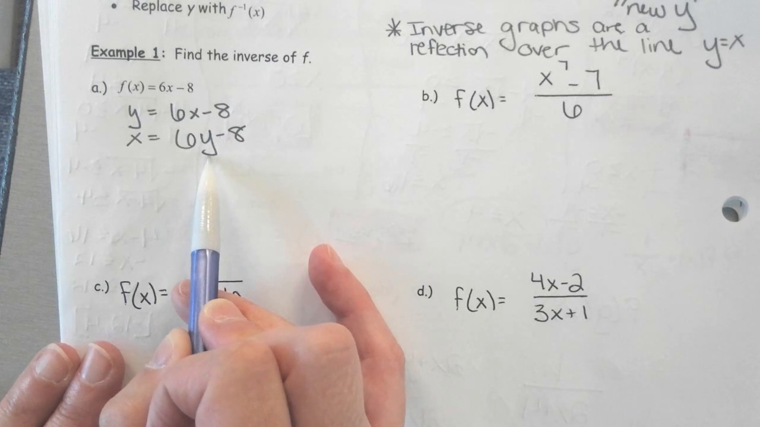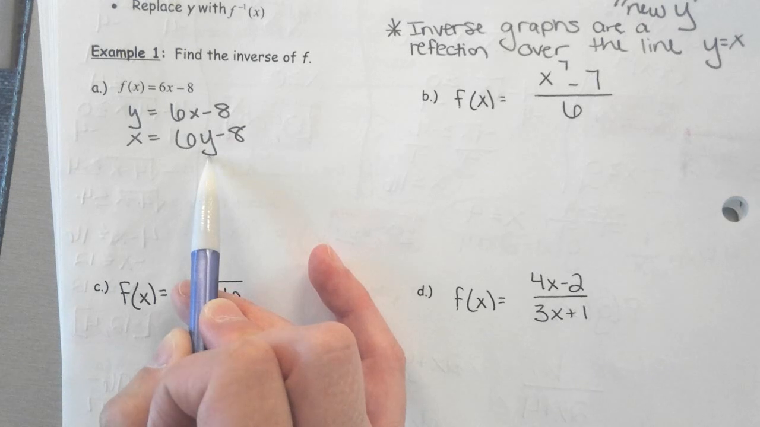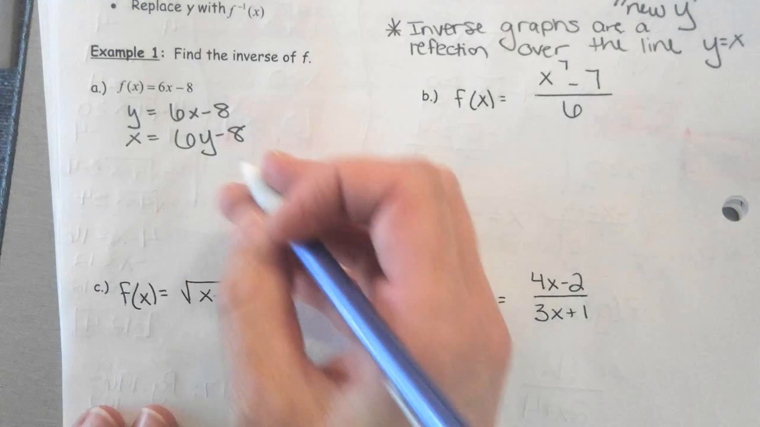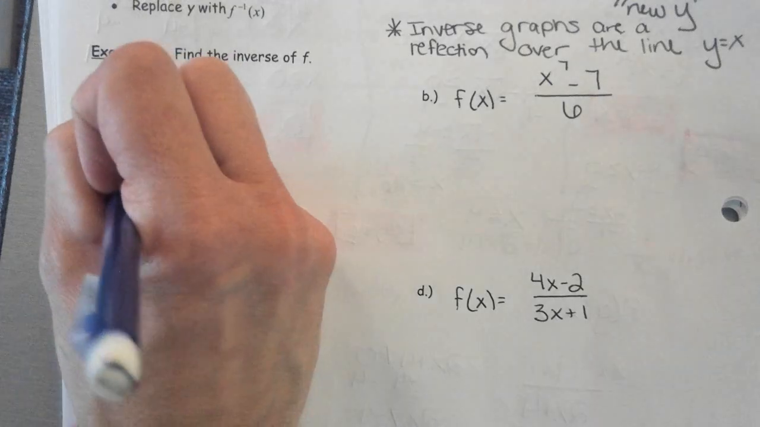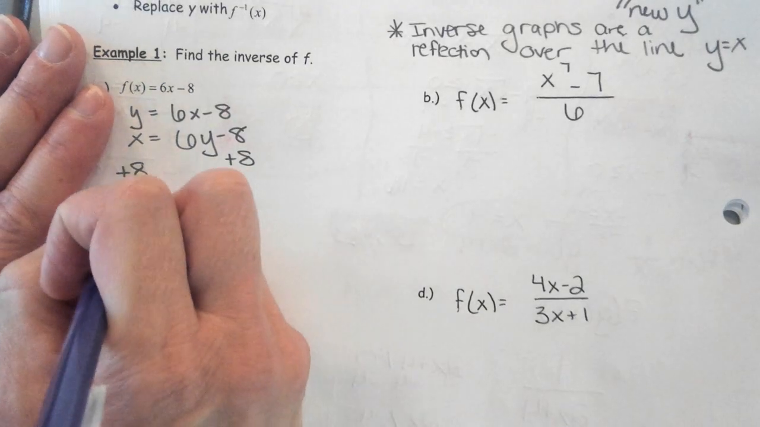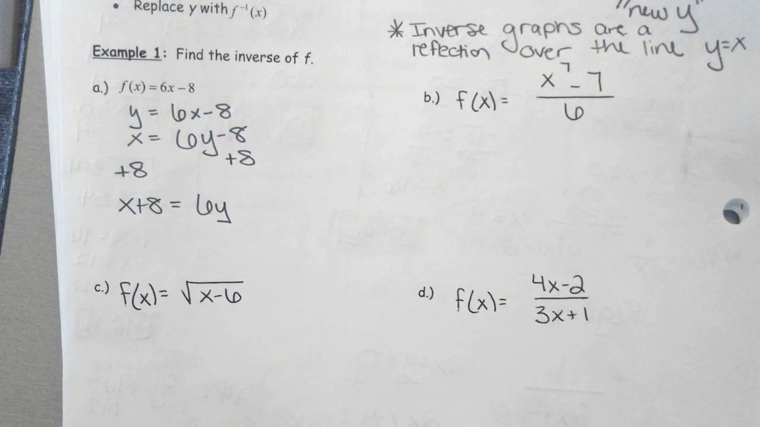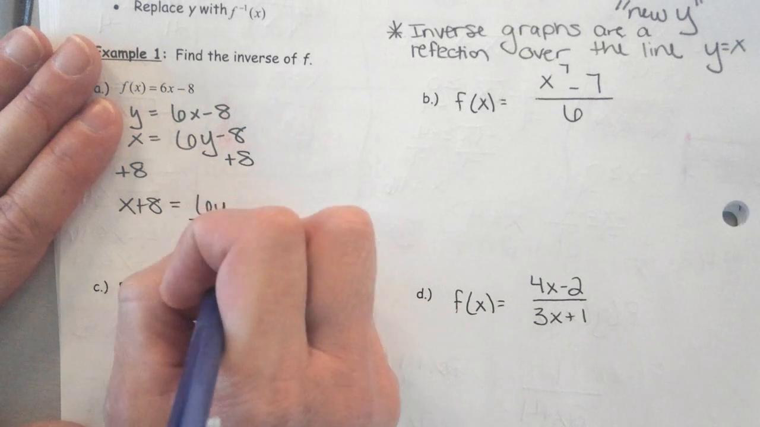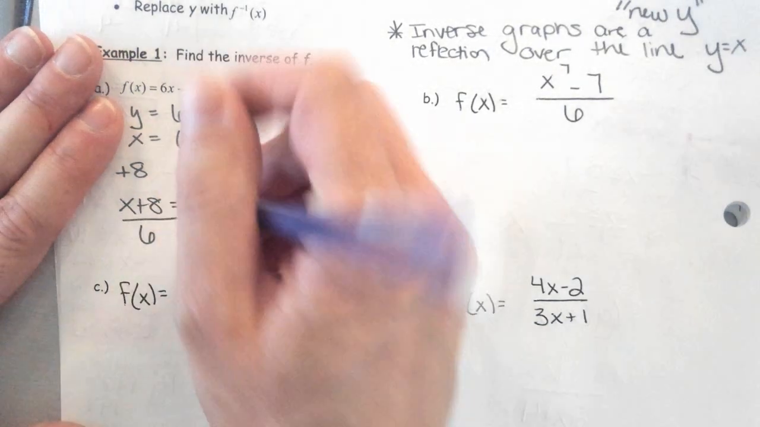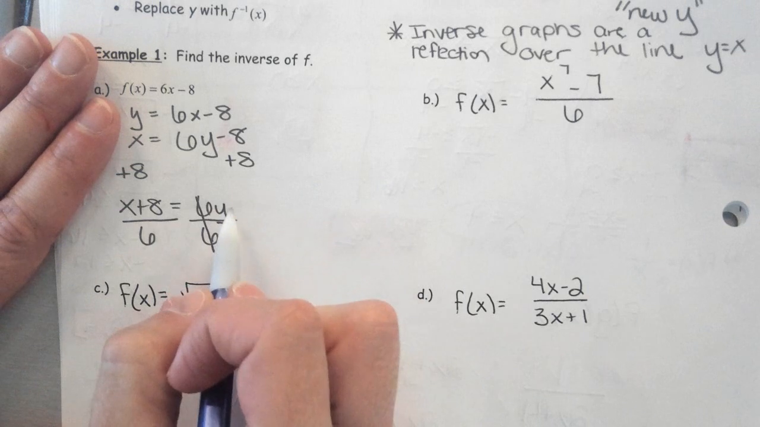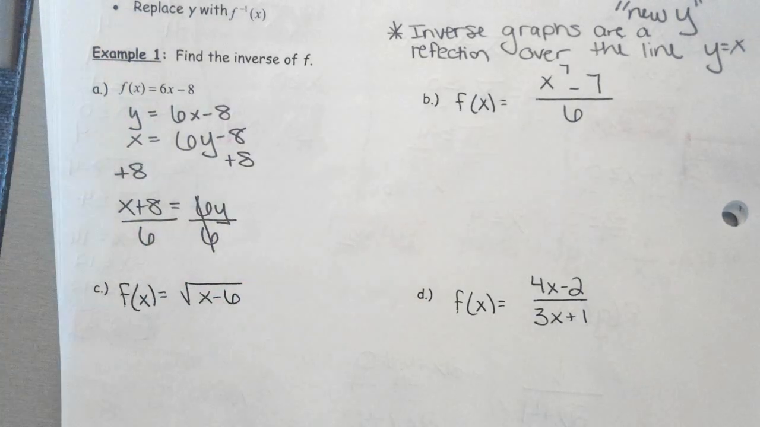And again, solving means I'm going to isolate. I'm going to get everything else moved away from it. How can I get rid of the minus 8? Add 8. So x plus 8 equals 6y. Then what? Divide by 6. The 6's cancel. So y equals x plus 8 over 6. Now, you don't need to find the domain. There's nothing else that you need to do. This is your final answer here.